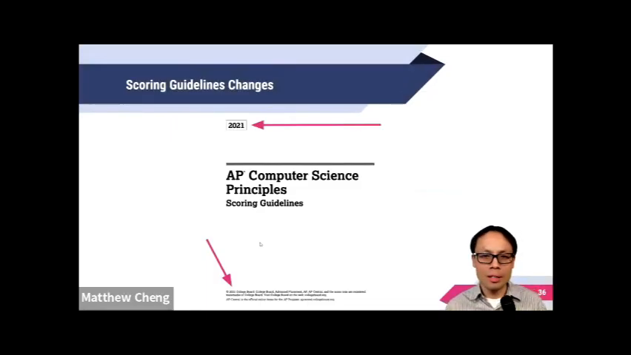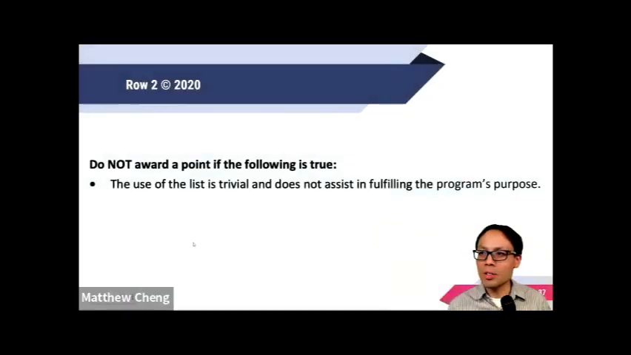Now, the way to tell that you're using the latest scoring guidelines is that it has this cover page that says on the top left-hand corner, 2021. In addition, if you look at the very bottom of the page, it also says copyright 2021, versus the old version, which has copyright 2020, which again is, I think, a little bit confusing. Now, I'll refer to the 2020 versus the 2021 editions when I go through the changes here.